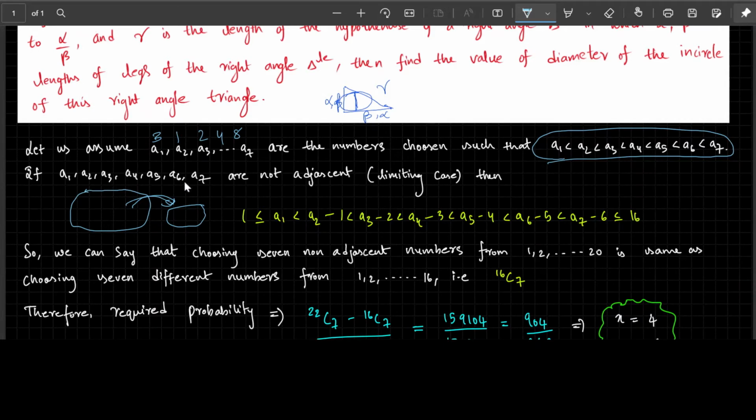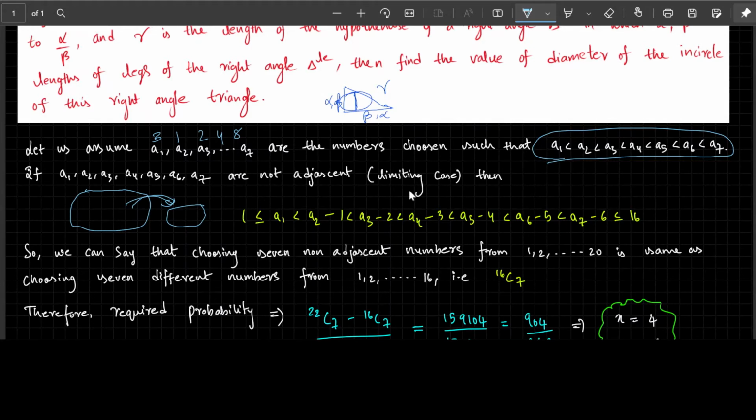So if a1, a2, a3, a4, a5, a6, a7 are not adjacent, then 1 is less than or equal to a1, which is less than a2 minus 1, which is less than a3 minus 2, less than a4 minus 3, less than a5 minus 4, less than a6 minus 5, less than a7 minus 6, which is less than or equal to 16. How did I get this?